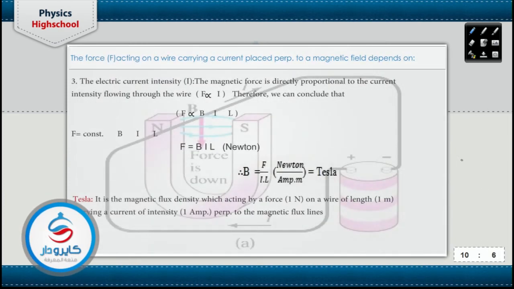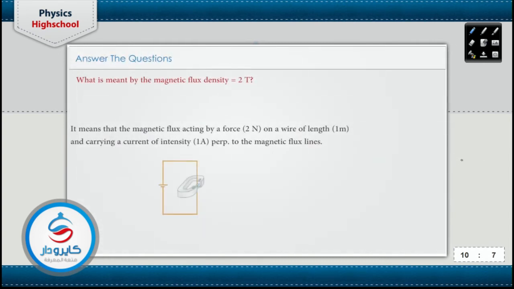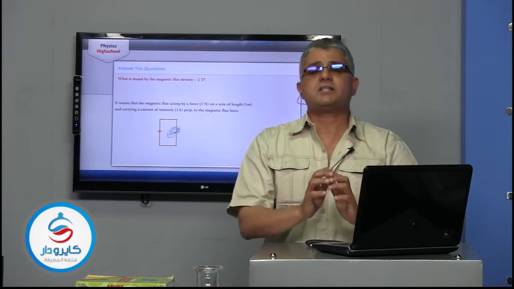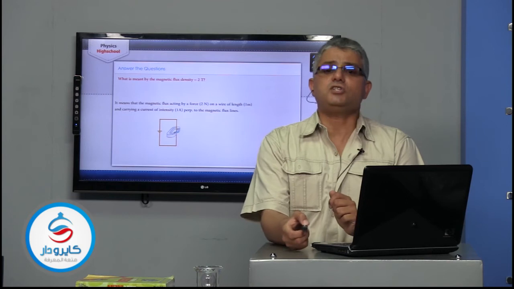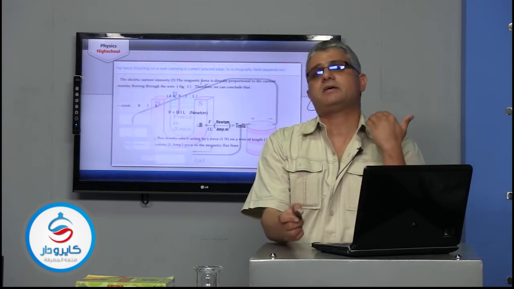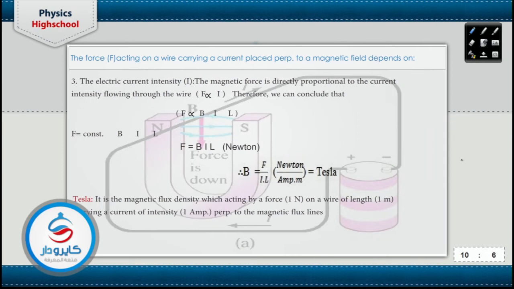Okay. Next, we have a question which states: what is meant by the magnetic flux density equals Tesla? This is the definition of Tesla. We took that Tesla equals Weber per meter squared, and from here we can also say that when F equals B I L, then B equals F divided by I L. Therefore B equals F over I L. F is measured in Newton, I is measured in ampere, and length is measured in meter. Therefore Newton per ampere meter is called Tesla. So we define the Tesla from Newton per ampere meter.